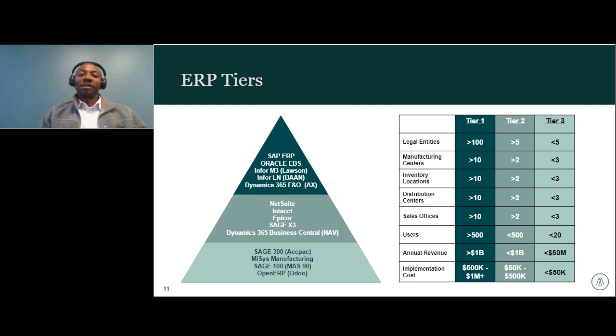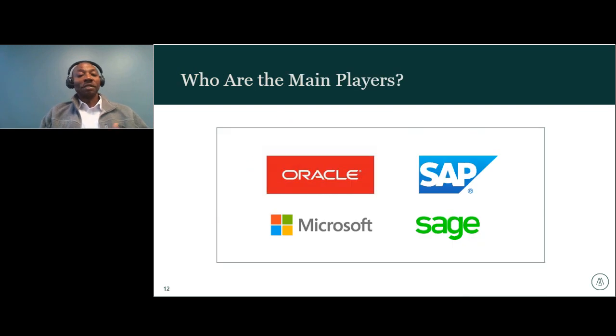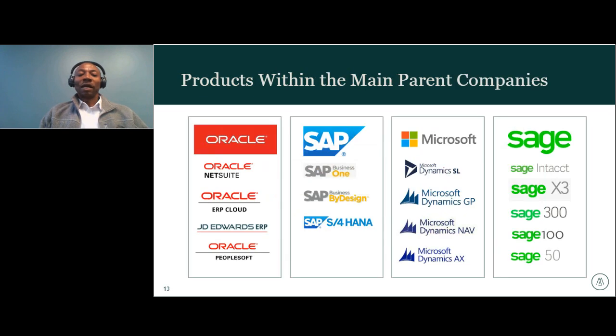So who are the main players? As we've seen, Oracle, SAP, Microsoft, and Sage have the most ERP market share. These companies have various ERP products across the tiers. And here's just a sample of some of the products available within these main parent company vendors. As you can see, some of these are also some of the systems we saw when we reviewed the ERP tiers earlier.